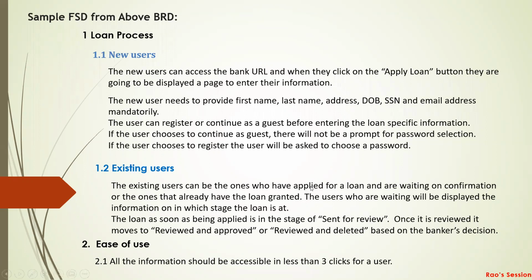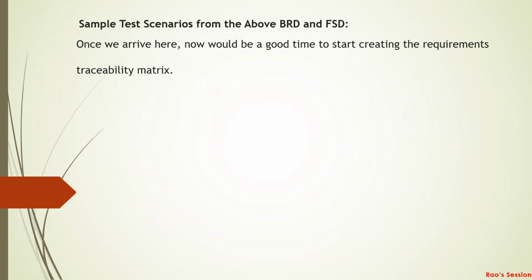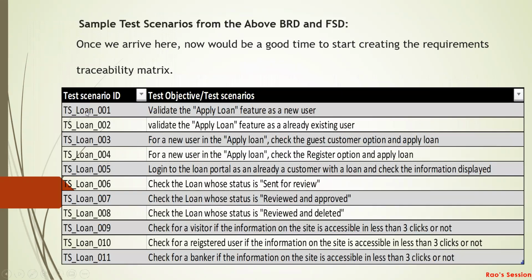Now with these two documents, we can prepare the test scenarios. For example, for a new user, what are the cases? One scenario is to validate the apply loan feature as a new user. Just compare with the information you noted. There is an apply loan feature, right? One scenario the testing manager will look at is validate the apply loan feature as a new user.